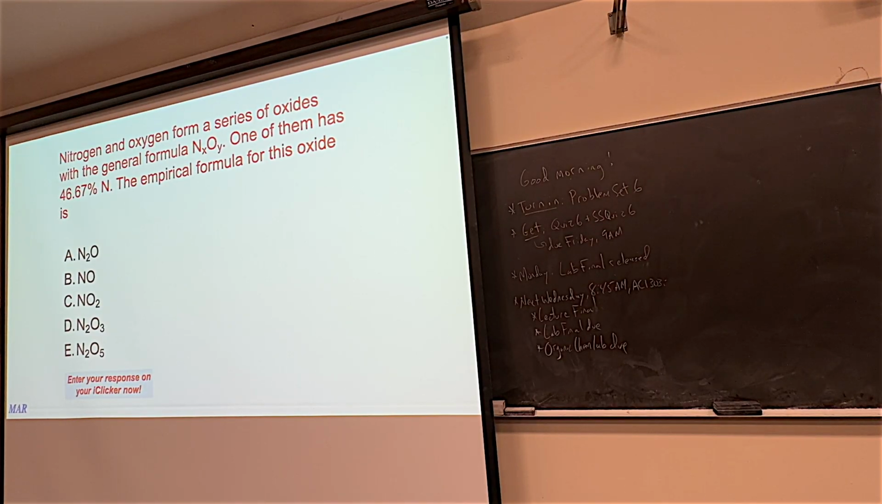Here's a compound. It's got only nitrogen and oxygen. And this compound is found to be 46.67% nitrogen. So the question is here, what is the empirical formula? Now, almost always percentages in chemistry are mass-based percentages, all right, so grams. So see if you can use that information to calculate what the empirical formula of this compound will be.